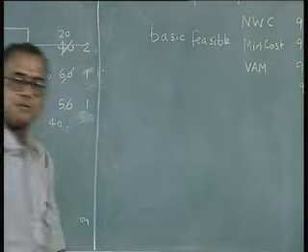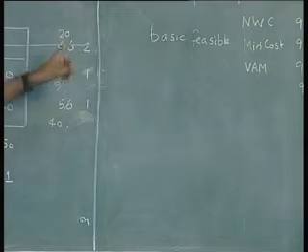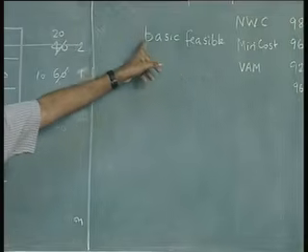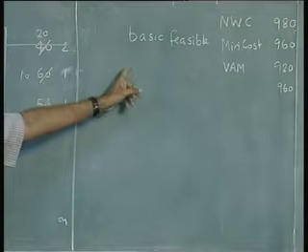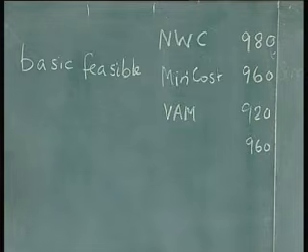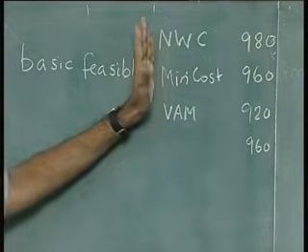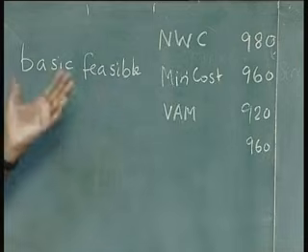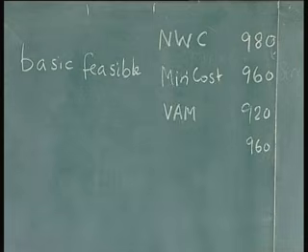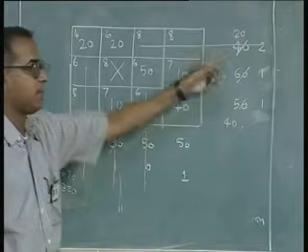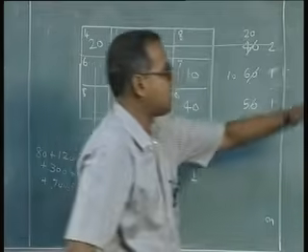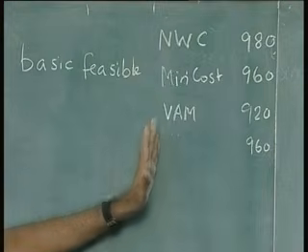They are basic feasible because they satisfy the supply demand requirements, they have all xij's greater than or equal to 0, and they do not have a loop. These 3 will not have a loop because of the way the allocations are made. Whenever we allocated, we tried to put the maximum, which is the minimum of the supply and demand, and because we put the maximum in that position, there will not be any loop with the solutions of these 3.